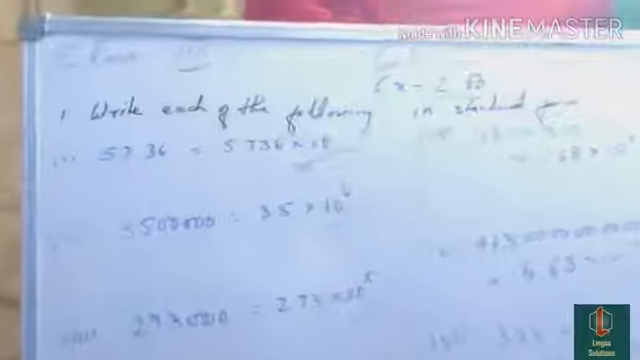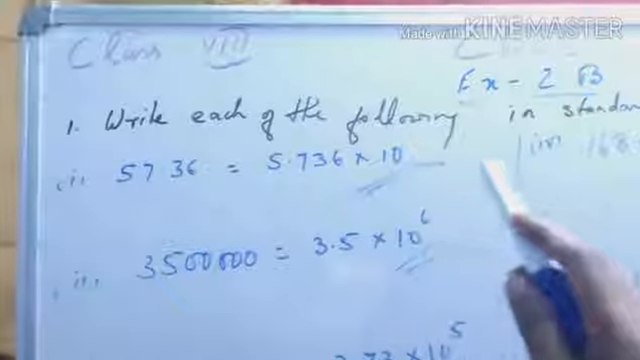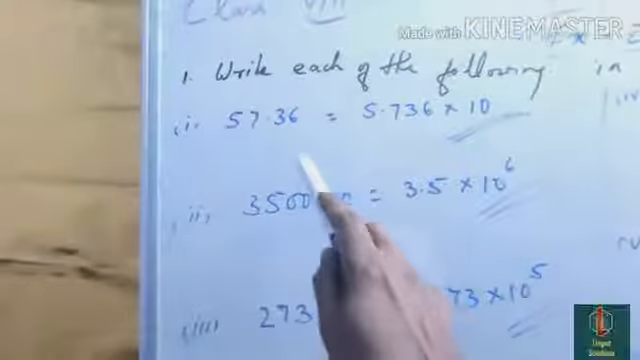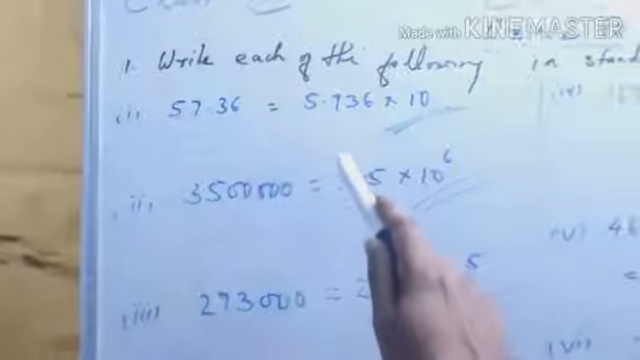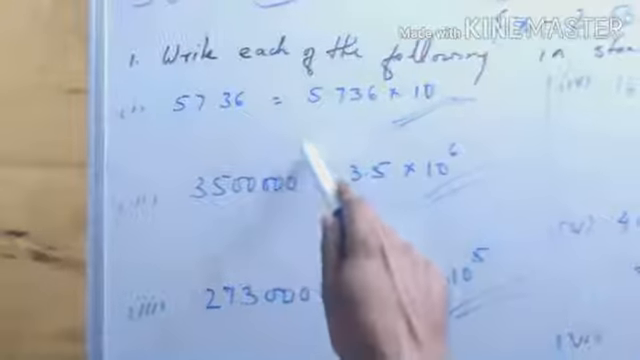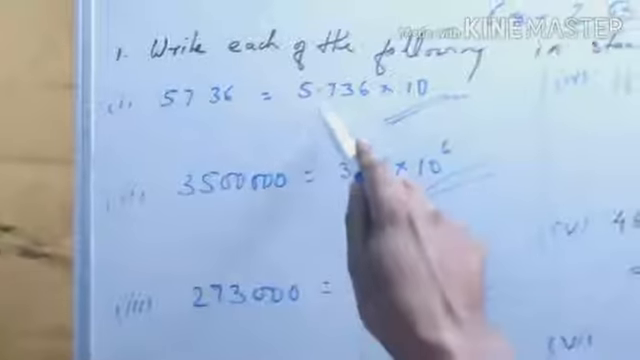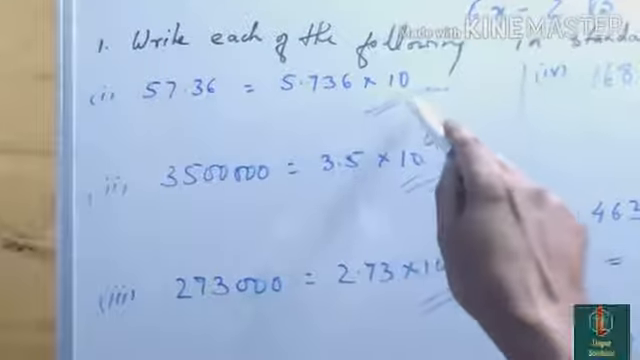Now come to exercise 2b. Our first question is: write each of the following in standard form. First one is 57.36. Here what we have to do? We have to put the point after one digit. Then it will be 5.736 into 10.